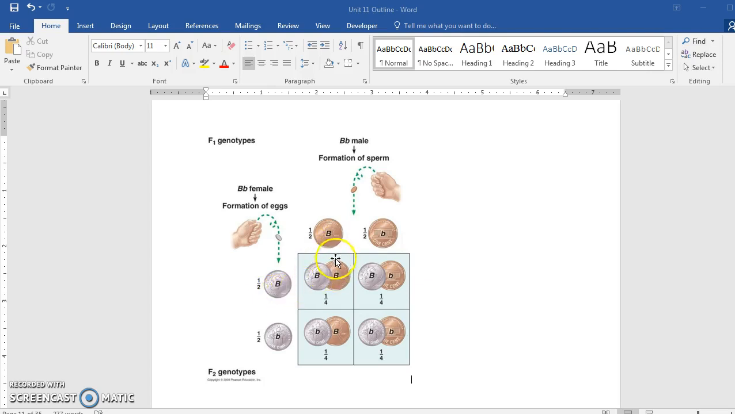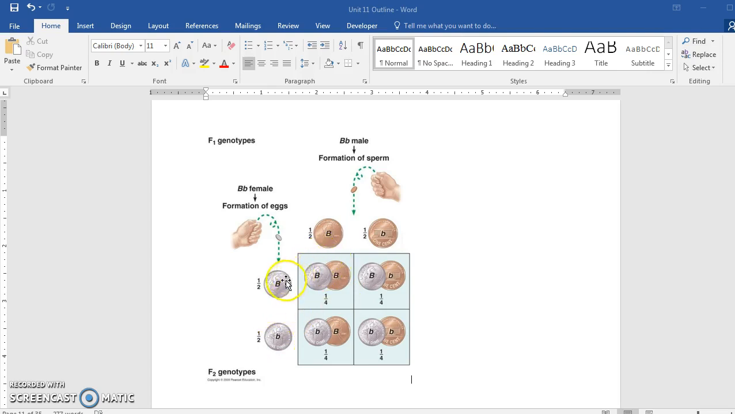So big B, take 1/2 times 1/2, and you multiply fractions. You multiply the denominators and multiply the numerators. 1 times 1 is 1, 2 times 2 is 4, so 1/4. 1/4 of the offspring will be big B, big B.